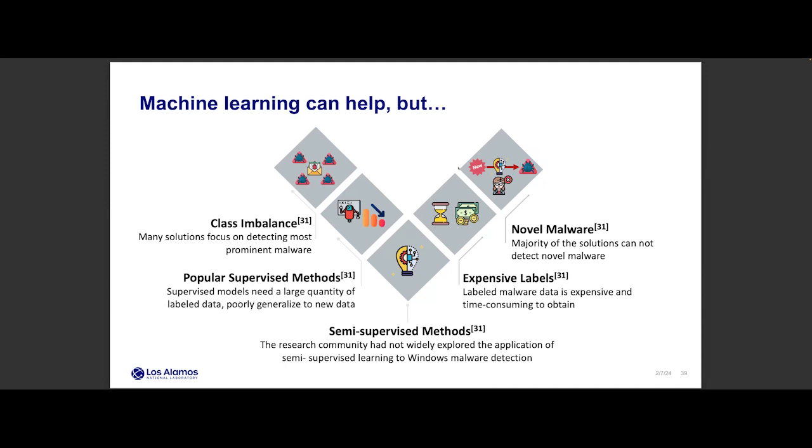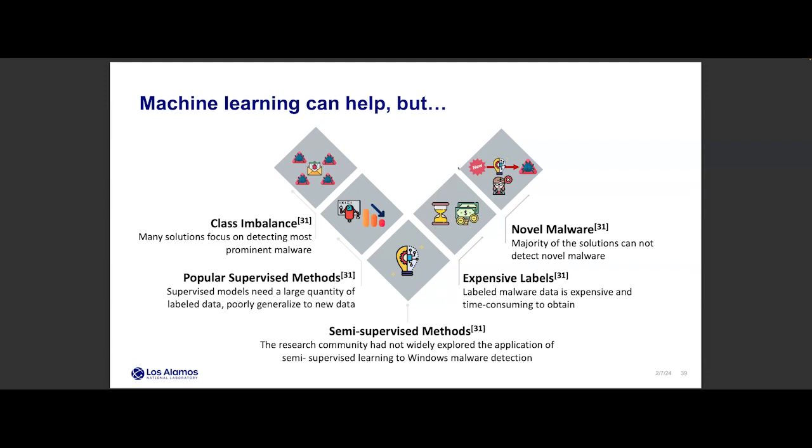Second, many of the popular models used nowadays are supervised methods that require a large quantity of labeled data to train. But in the malware domain, labeling data means a security engineer needs to sit down and spend time and look at what this sample is. So it is expensive and time consuming. So our models have to be able to train often with limited data sets.